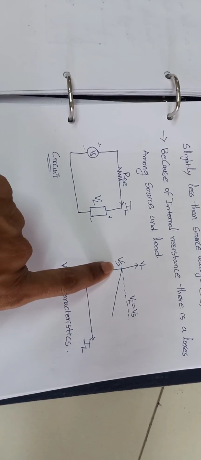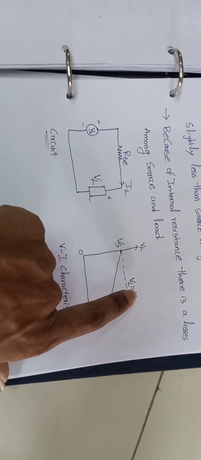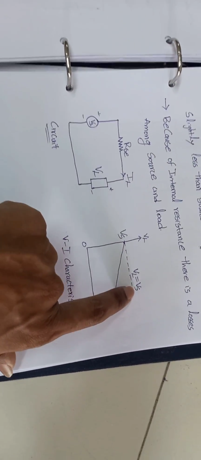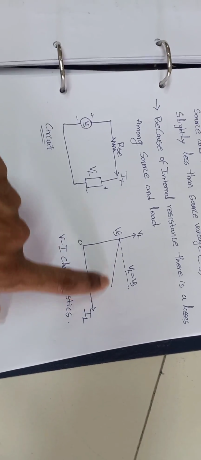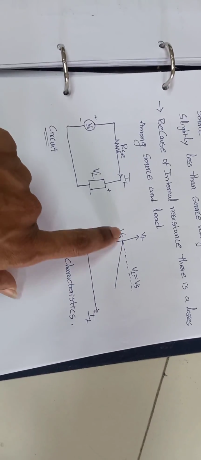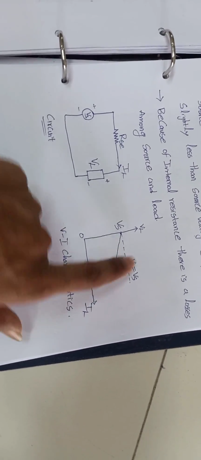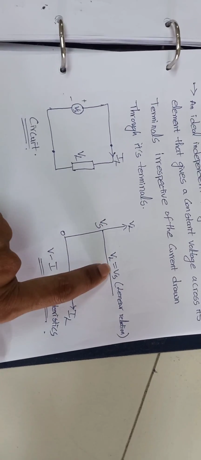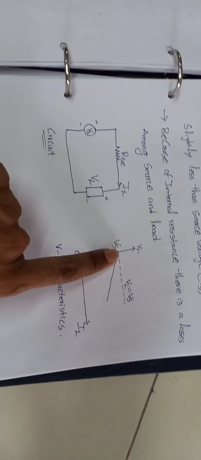Okay, you remember in the previous case in the VI characteristics, source voltage had a linear relationship with the load voltage, but here the source voltage is these dotted lines and the load voltage differs slightly. It means it decreases slightly relative to the source voltage. So this line is the load voltage and this line is the source voltage. Previously in the ideal independent voltage source, source voltage is equal to load voltage. This is the theoretical VI characteristics. This is the practical VI characteristics.